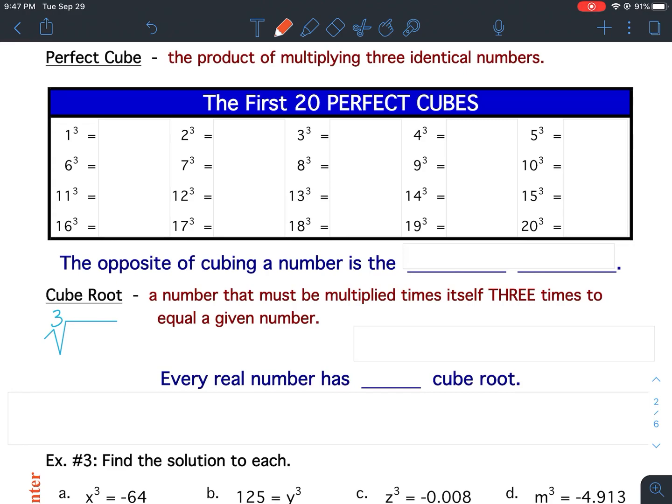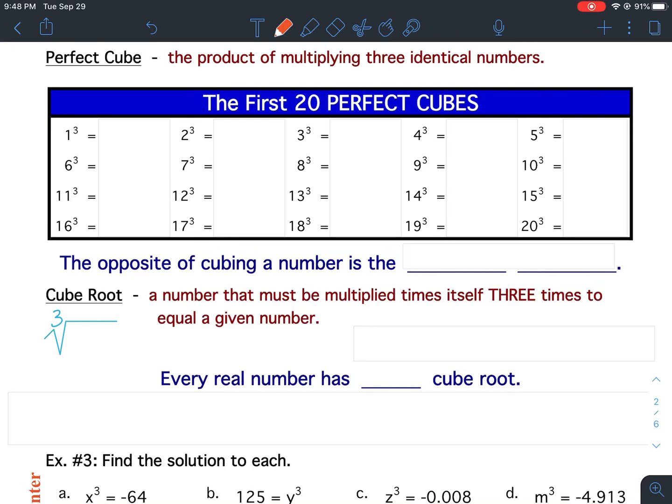A perfect cube is the product of multiplying three identical numbers. Now you remember what a perfect square is. We talked about perfect squares before. 1 is a perfect square because 1 times 1, or 1 squared, is 1. 4 is a perfect square because 2 times 2, or 2 squared, is 4, and so forth. Well, this time we're multiplying three identical numbers.